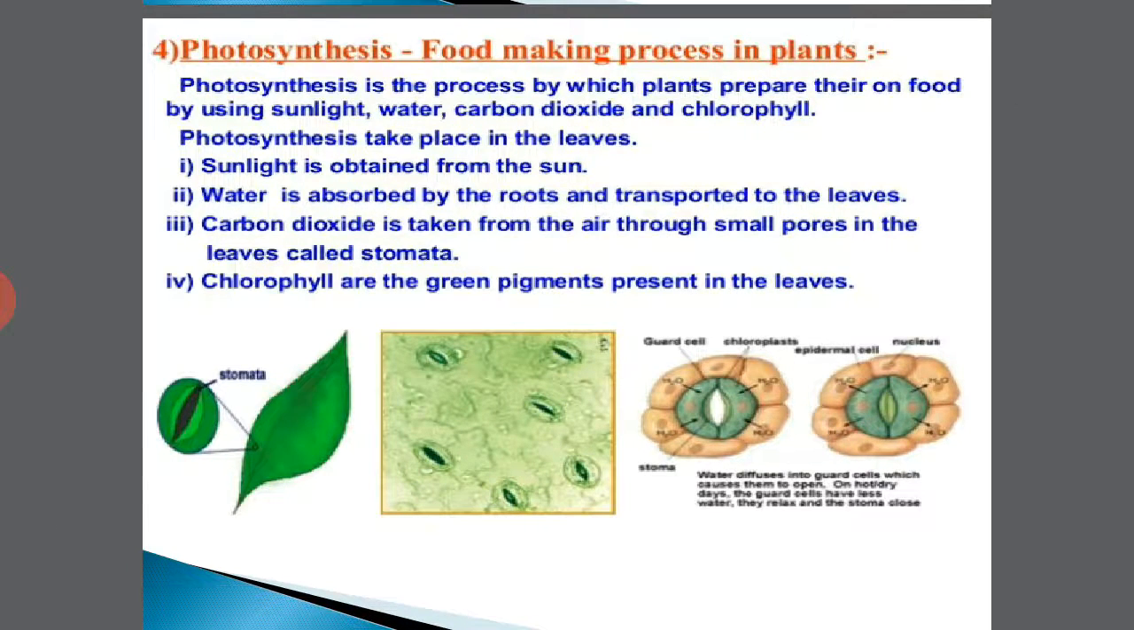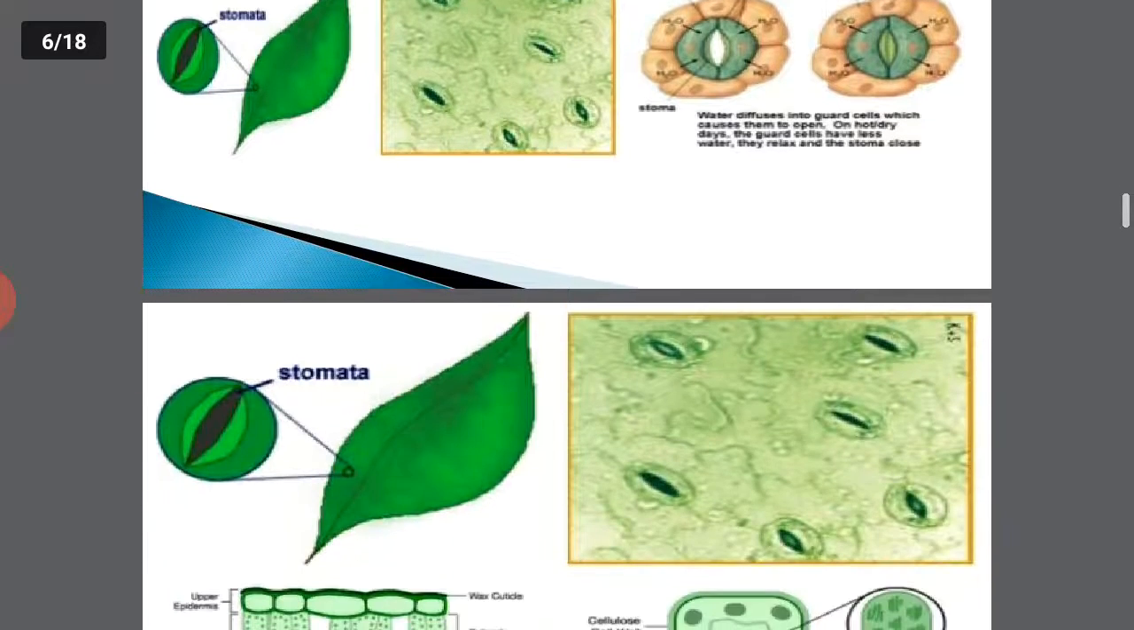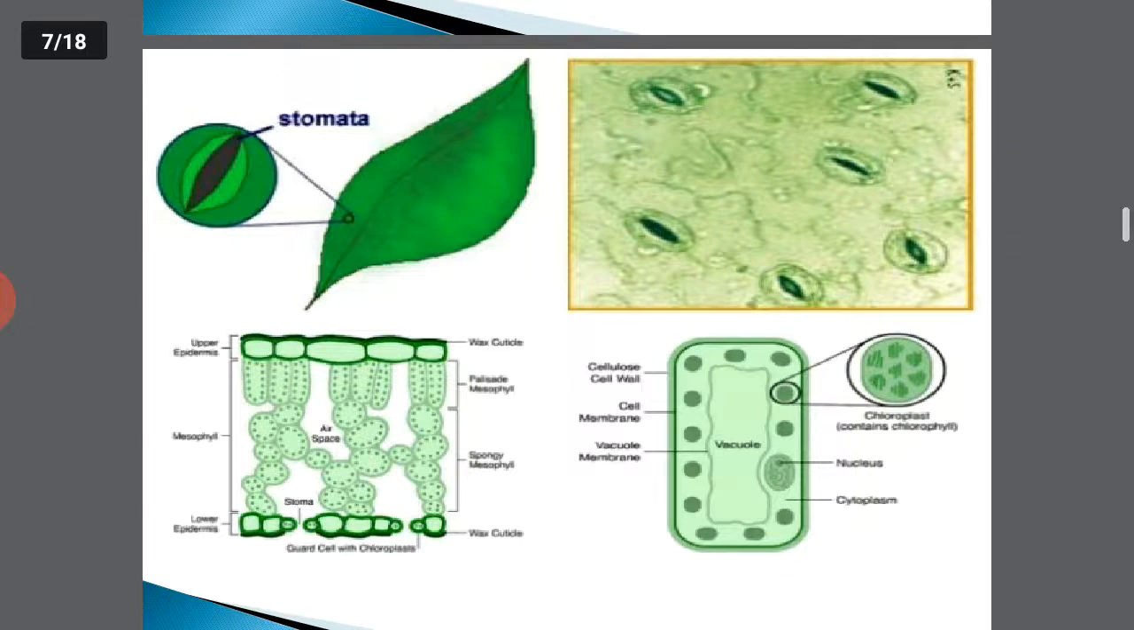Water is absorbed by the roots and transported to the leaves. Carbon dioxide is taken from the air through small pores in the leaves called stomata. You can see in the diagram the green leaves. There the stomata, small pores meaning holes, are present in the green leaves and they are called stomata. The green color pigment present in the leaves is called chlorophyll. In another image you can see how the stomata work.